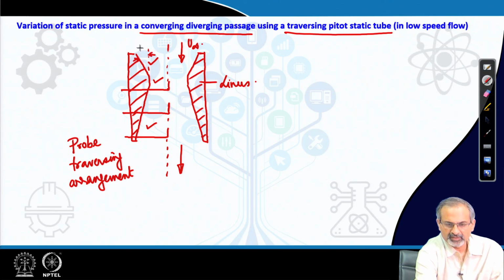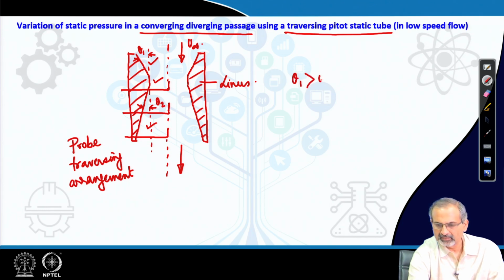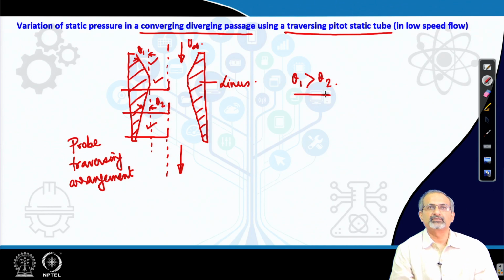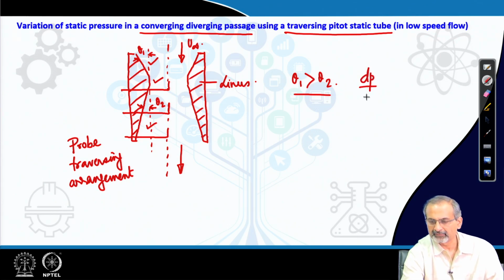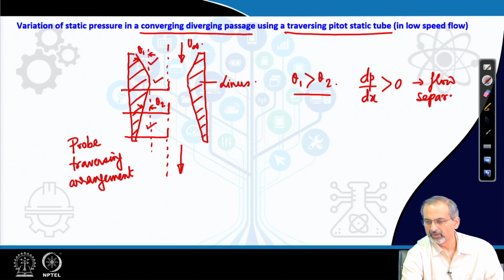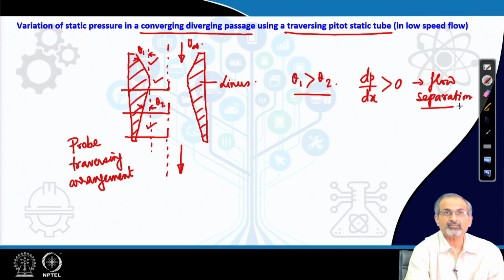angles that these converging sections and the diverging sections make with respect to the axial direction need to be related like this, because as you know the converging section can have much larger angles, but the diverging section cannot because of the adverse pressure gradient issue in the diverging section, which can lead to flow separation. So, we would not like the flow to separate, we need it to be attached and we need to traverse the probe along the axis.